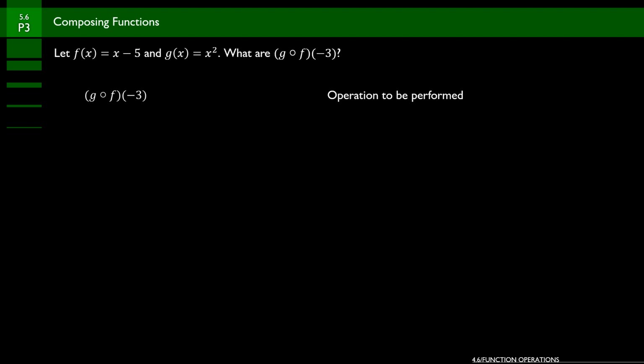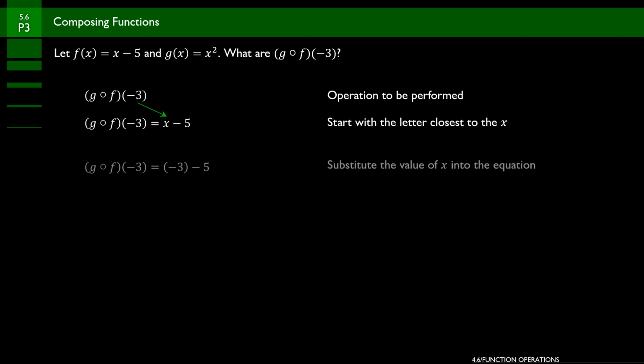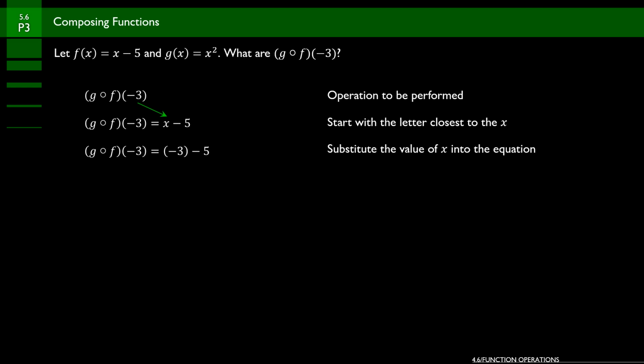Then, since we're working right to left this time, we're going to start with f of x. So g of f of negative 3 is equal to x minus 5. Now anytime that we see x, we're going to replace x with negative 3. So g of f of negative 3 equals negative 3 minus 5, and that gives us negative 8. So now we've figured out what f of negative 3 is.